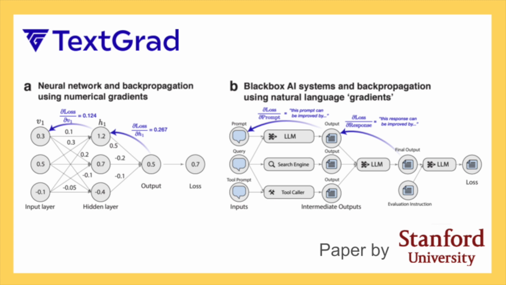In chemistry, TextGrad represents molecules as SMILES strings, which are textual representations of their chemical structures. The LLM evaluates the molecule's properties based on docking scores and drug likeness metrics, and provides textual feedback on how to modify the SMILES string to improve these properties. In medicine, TextGrad optimizes the hyperparameters of a numerical optimizer that generates radiotherapy treatment plans. The LLM evaluates the treatment plan based on clinical protocols and provides textual feedback on how to adjust the hyperparameters to achieve better outcomes. So TextGrad is a very versatile framework that can be applied to a wide range of AI systems and tasks.